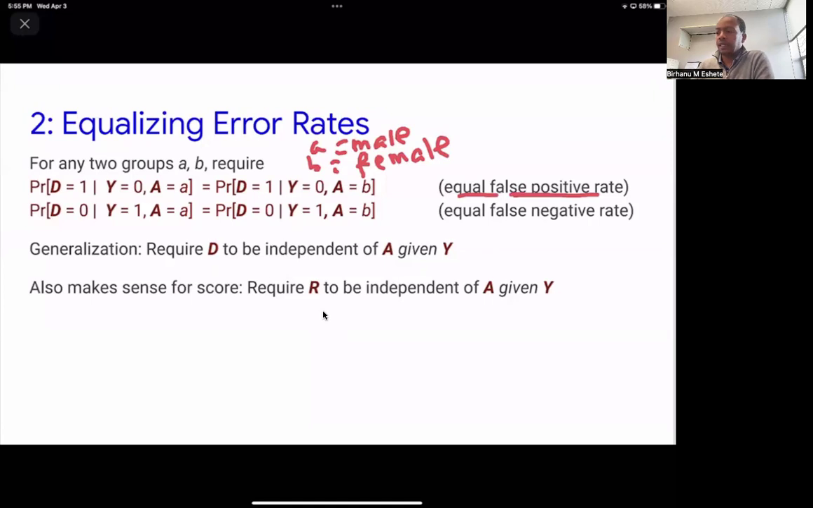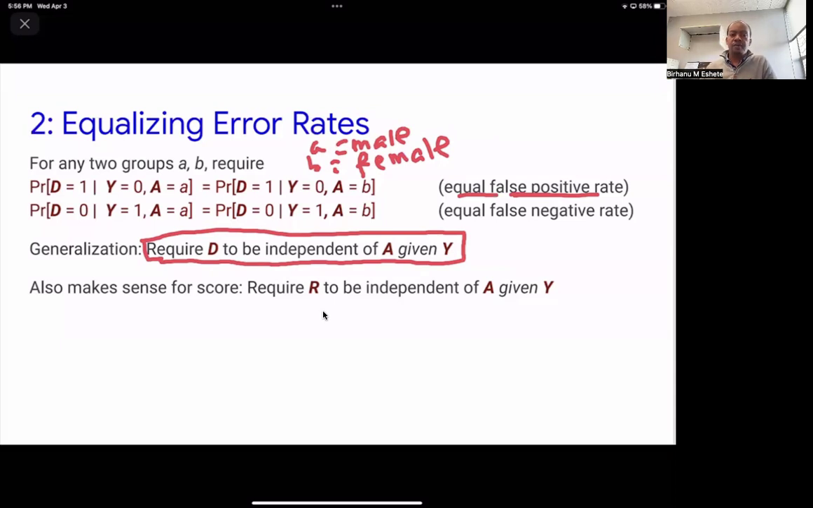And oppositely, you can also do the equal false negative rate, where the probability of the decision being 0 given Y equals 1 when the person is a male is the same as the probability that the decision is 0 given Y equals 1 when the person is a female. Okay, so the generalization here is we are requiring D to be independent of A given Y. So there is an additional constraint as compared to the equal positive rate, where we're simply saying we want to require D to be independent of A. But here, in addition, we're saying D is independent of A given Y.